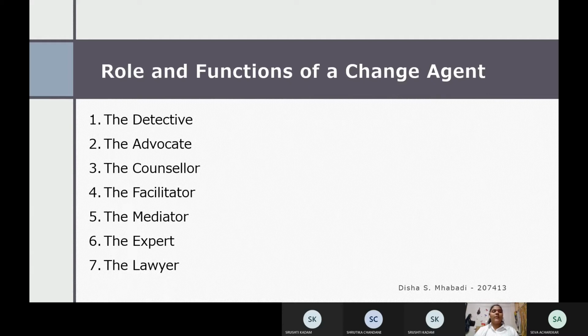The last is the lawyer. A change agent must ensure that goals, targets, and due dates for various activities are specified clearly. They keep people on track to achieve the same. Change agents must specify ways to make people accountable and make sure that appropriate rewards and punishments are given. As a lawyer, the change agent must be determined and conscientious.